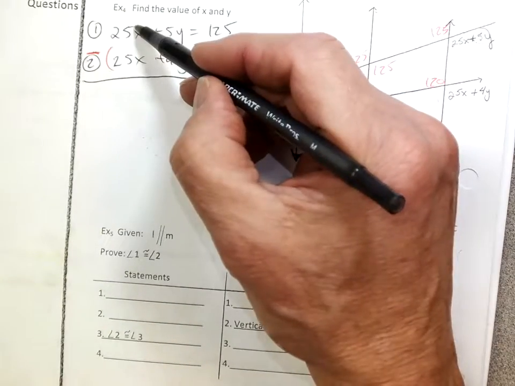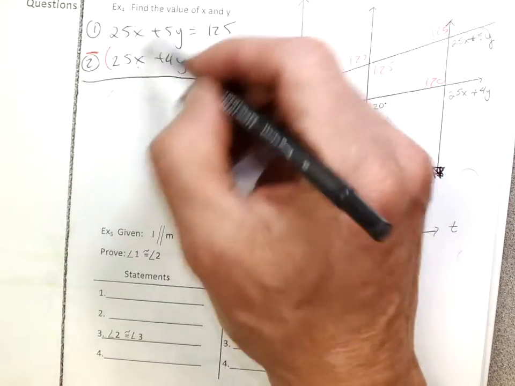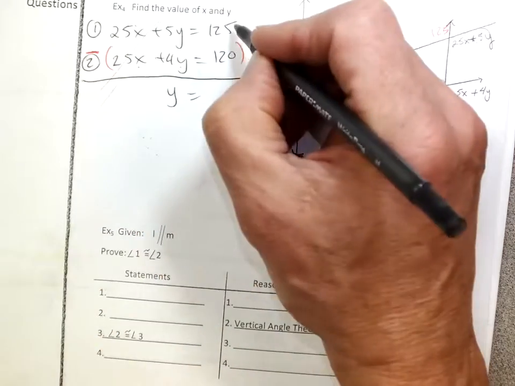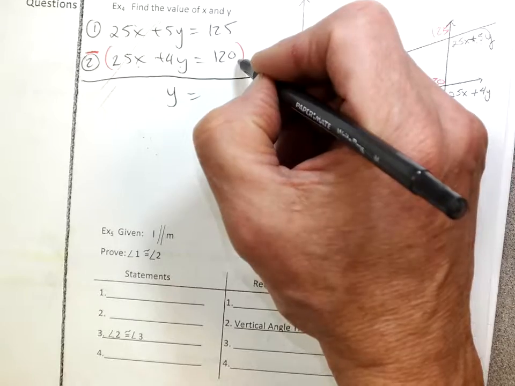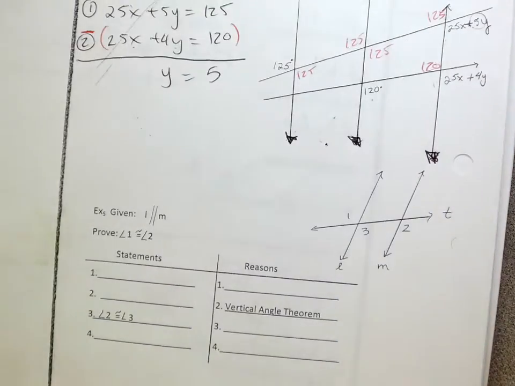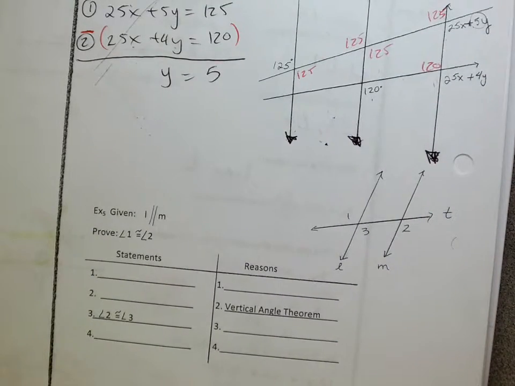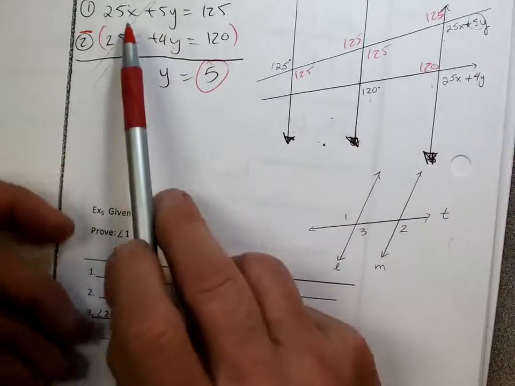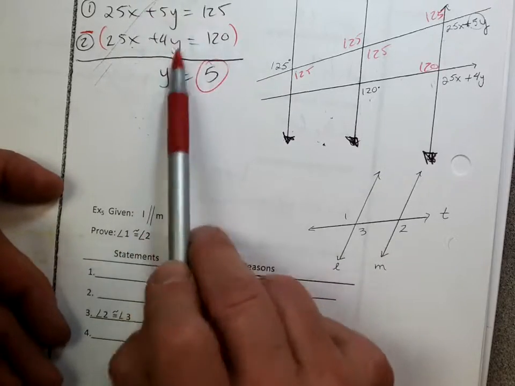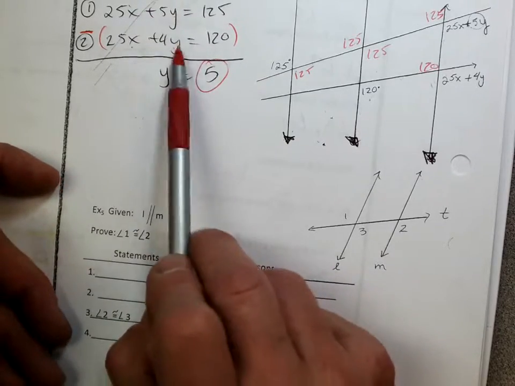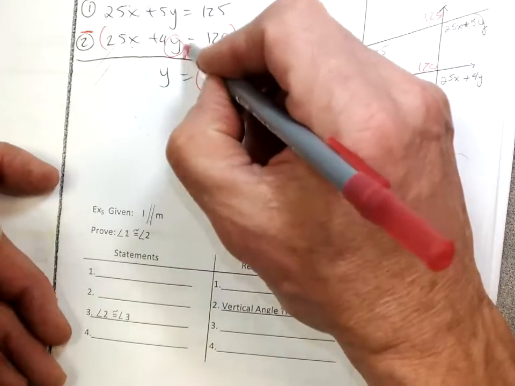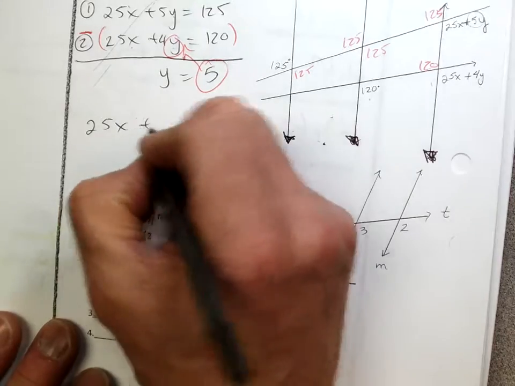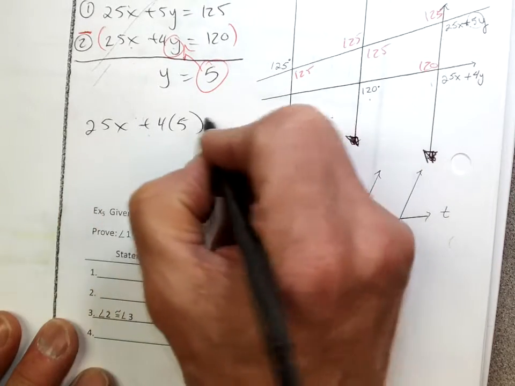So 25x minus 25x, they're gone, right? 5y minus 4y is a 1y. 125 minus 120 is 5. So we got the value of y. Y is 5, right? Let's find x. I'm going to take my 5 and plug it into either the first equation or the second. Doesn't really matter. Which one do you want? Well, actually, this looks easier. I like that equation better. So let's go 25x plus 4 times 5 equals 120.